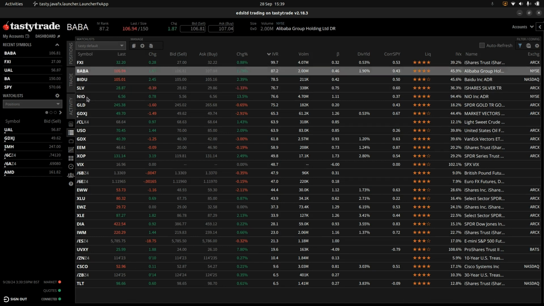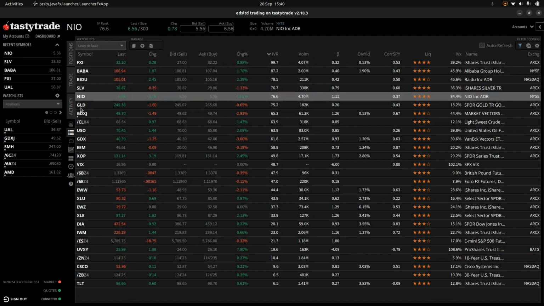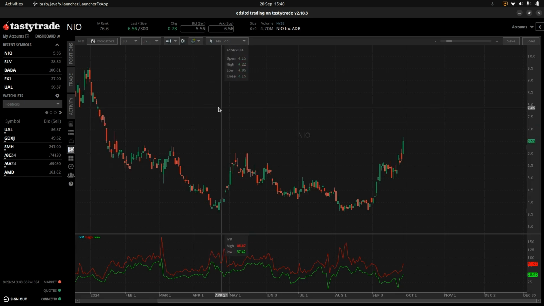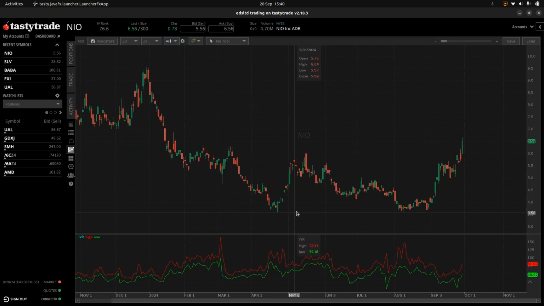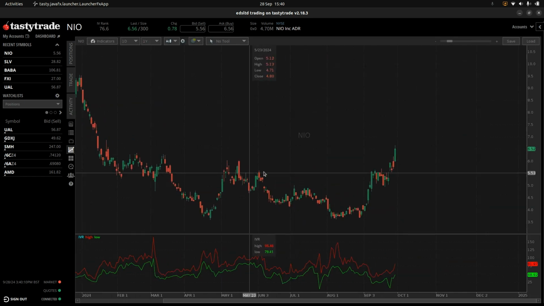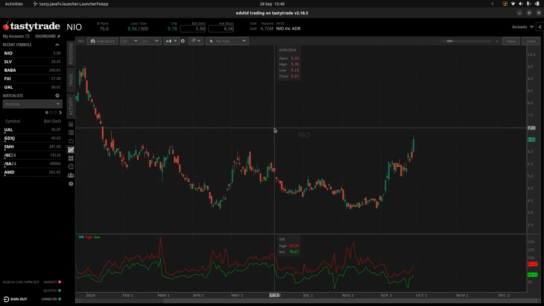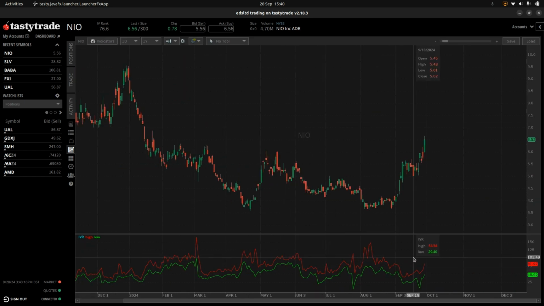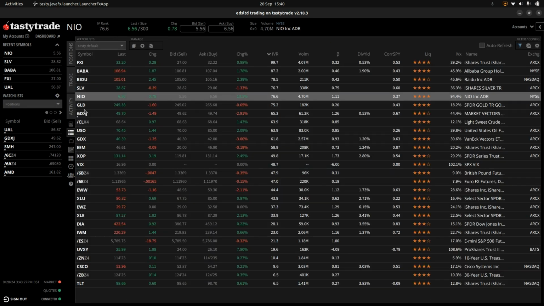SLV, we've had a look at SLV. Neo is looking quite nice at 76.6. If you have a look at the chart there, Neo came down to recent lows at about $3.75. As you can see, IV isn't the worst, isn't the best. It's kind of in the middle. It has got a high IV rank though at the moment. Let's just keep going down the list.